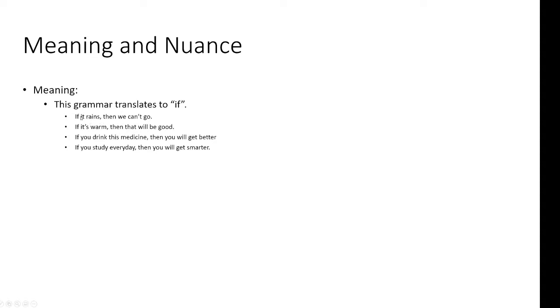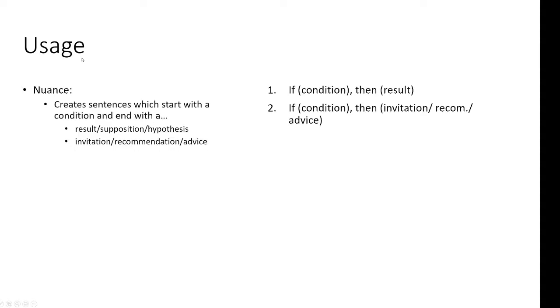So let's go back to those examples before where we saw if it rains. That is a condition, and it's our first clause. Then we have a second clause. In this sentence, it's then we can't go. When you are using ba, your second clause needs to either be a result or an invitation, recommendation, or piece of advice. Also down here, I also included with result. It could be a supposition or a hypothesis.